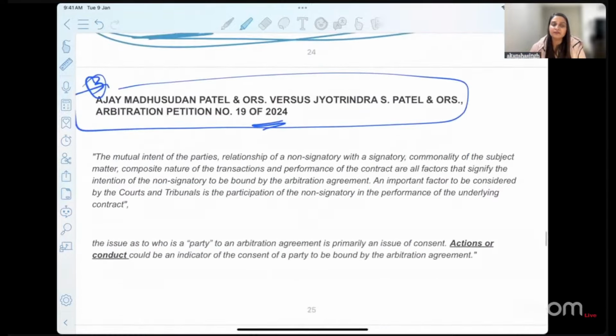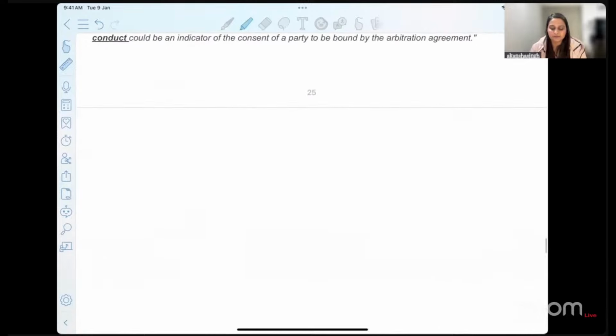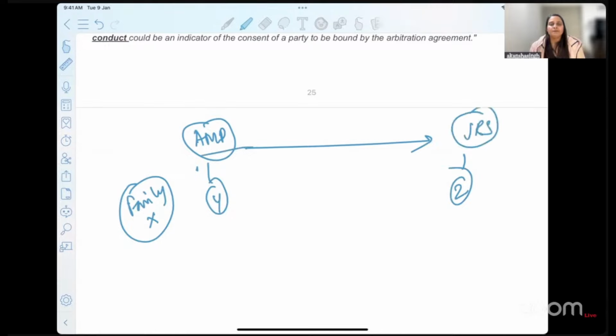Okay. Then we move to the last case, the most recent case related to this particular aspect, wherein there were again three parties. One is AMP, and the other is JRS, and both these entities were owned by people of the same family. So family X, member Y, and member Z own these companies AMP and JRS. Now, what happened here is that they had a particular agreement between them, the family arrangement agreement.